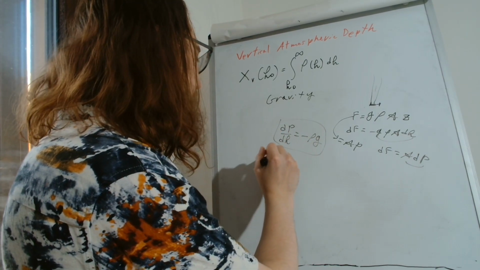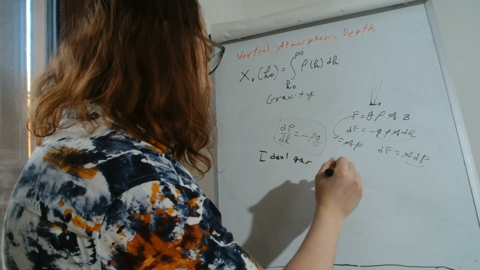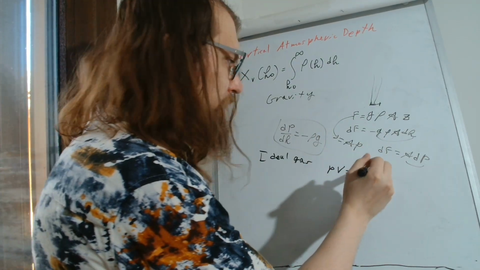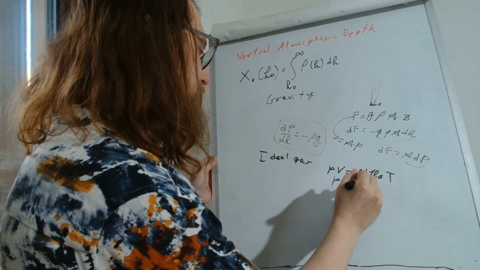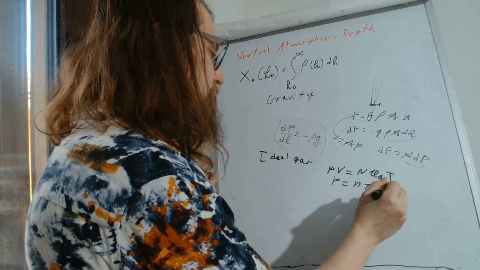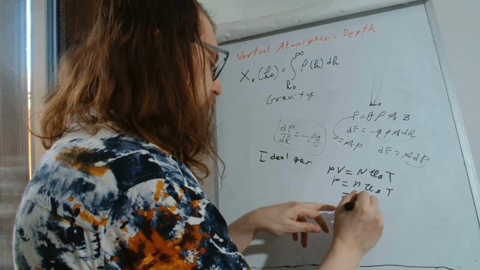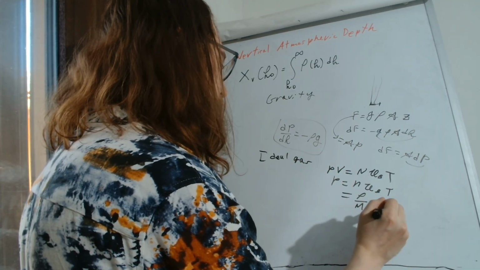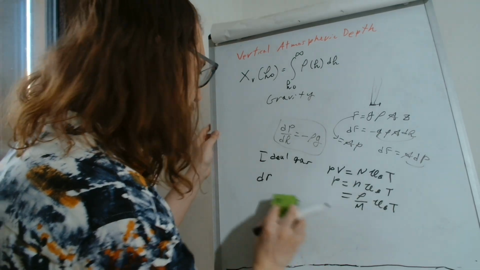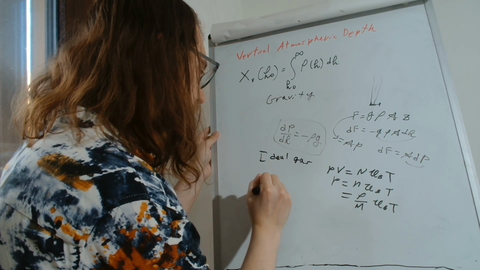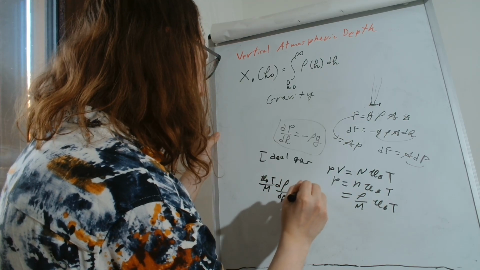Then we can treat air as an ideal gas. So we have a particular relation between the thermodynamical variables: P times V equals the number of molecules times kB, the Boltzmann constant, times the temperature. So P is N, the number density, times kB times T, which is the mass density divided by the mass m of one molecule of air, times kB times T. So dP becomes kBT divided by m times d rho, in dh equals minus rho g.